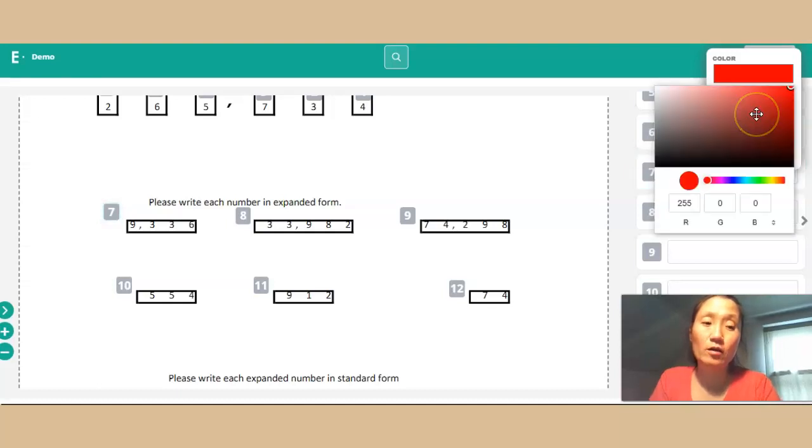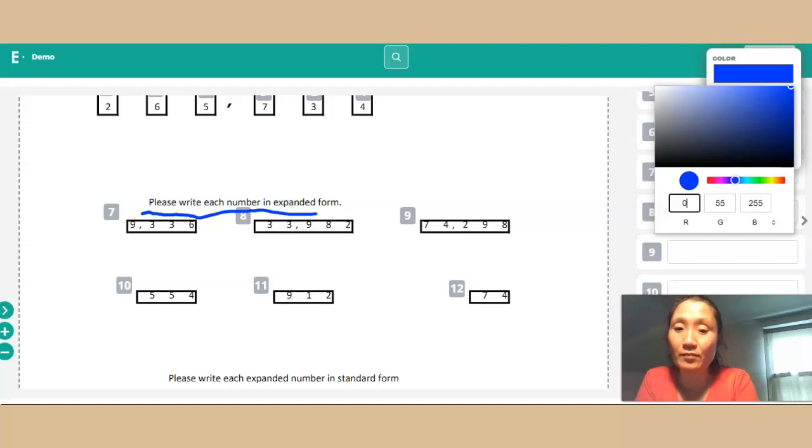Right, my friends, we are here. We are going to be working on this next problem. What we are going to do is look at writing. It says here, please write each number in expanded form.